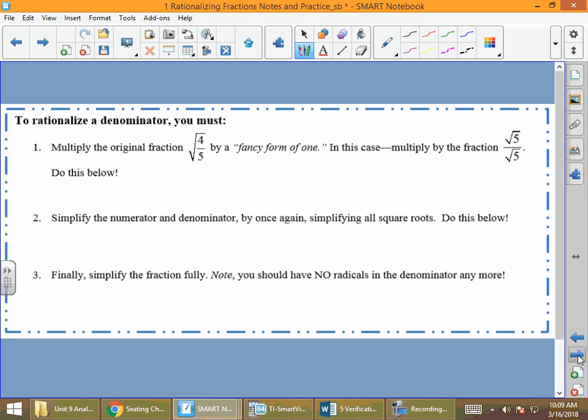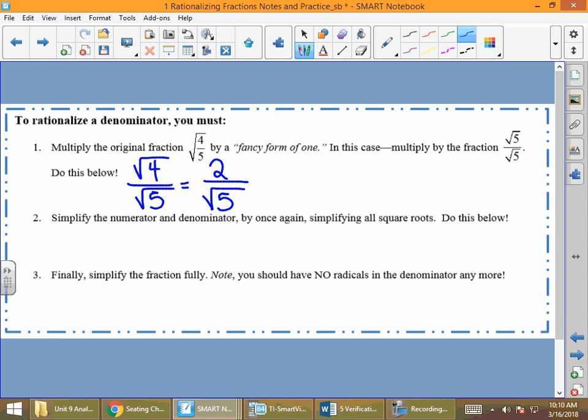So here's how rationalizing the denominator works. Originally it says multiply the original fraction by a fancy form of 1. Well, the first thing we did in this problem is we rewrote this as the square root of 4 divided by the square root of 5. And then we took the square root of 4 and said that's 2 divided by the square root of 5.